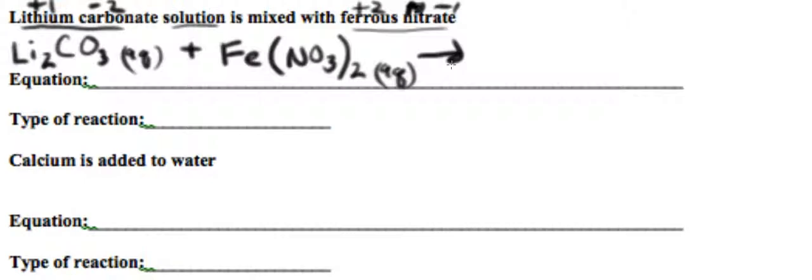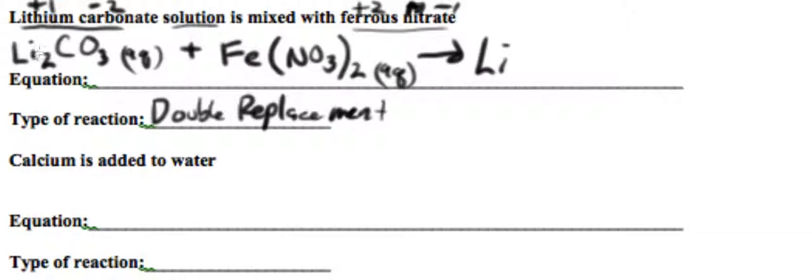Is it going to be a composition reaction, decomposition, combustion, single replacement, or double replacement? Well, if you see we've got 2 ionic compounds, this is going to be double replacement. All right, so we're going to have the lithium go with the nitrate. Now lithium, I know there's 2 of them here, but lithium is +1 and nitrate is -1.